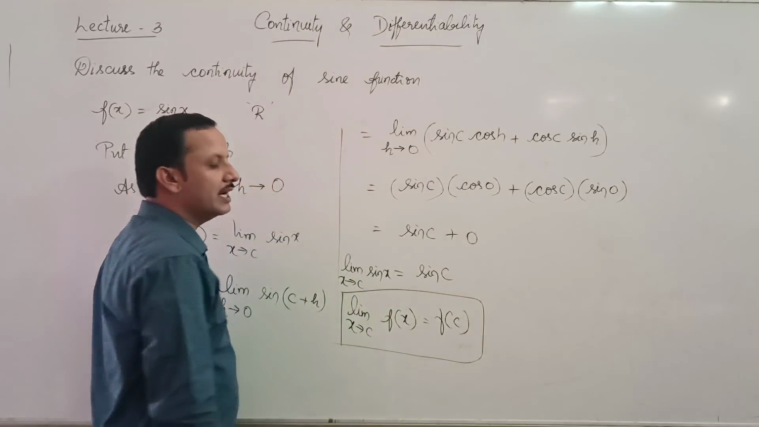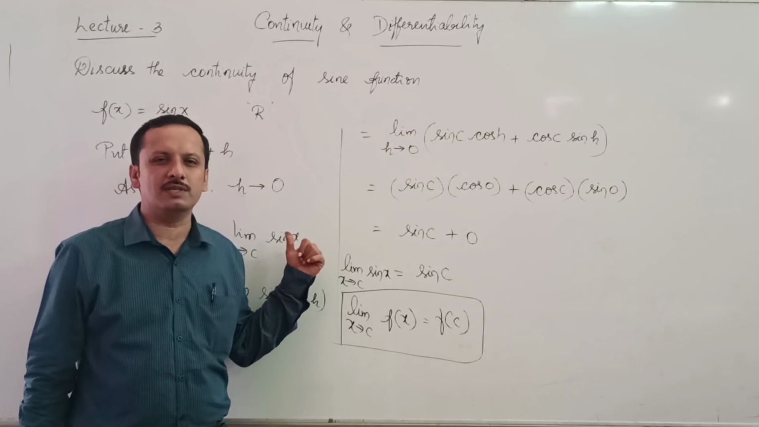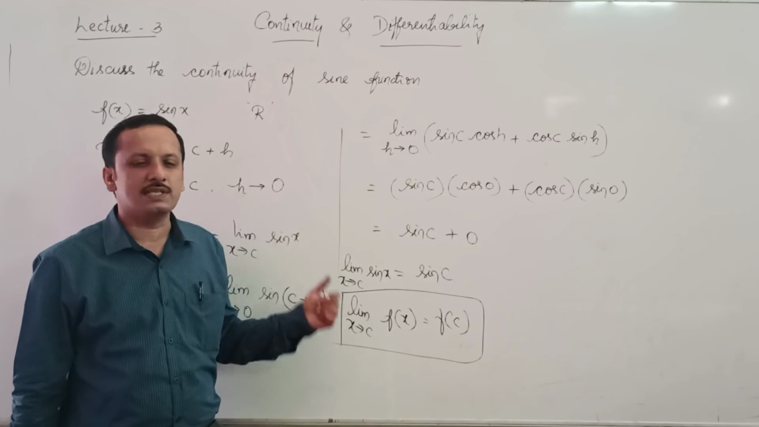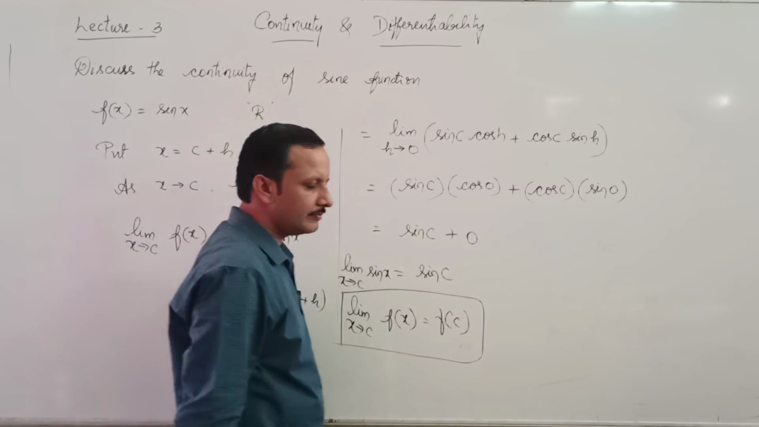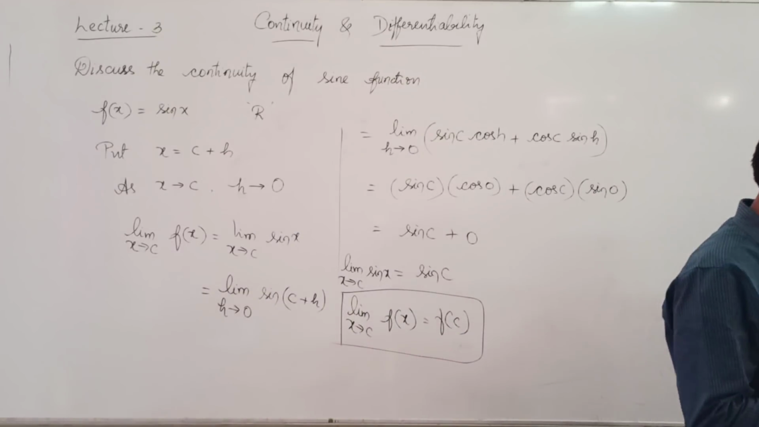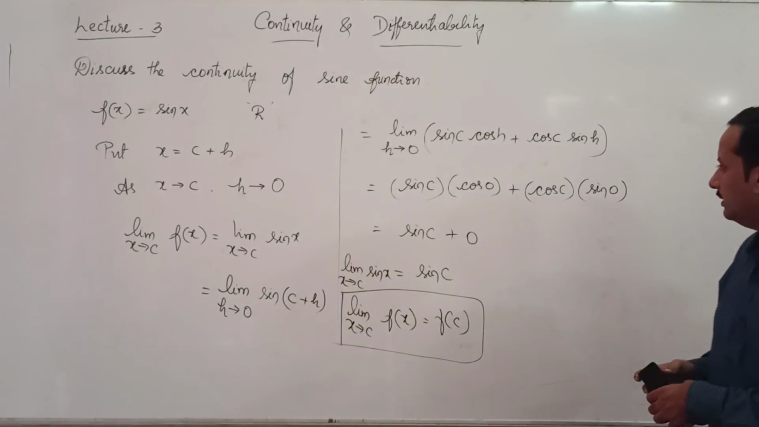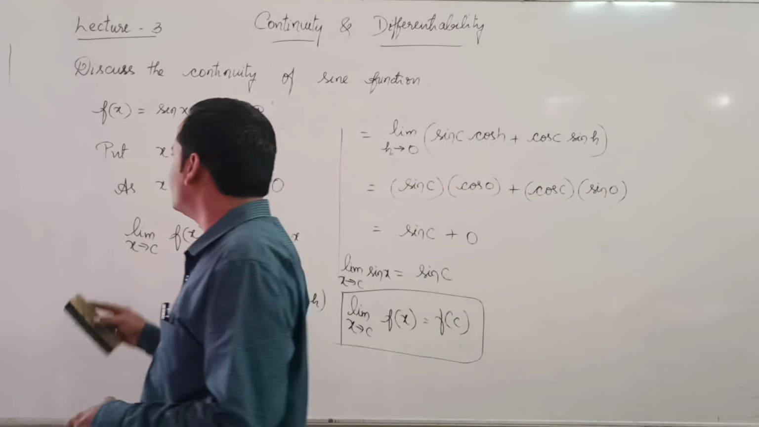So f of x is continuous at x equal to c, which means sin x is continuous at x equal to c. Since c is any real number, sin x is continuous for all real values. Okay. After this, we shall look at one more theorem.